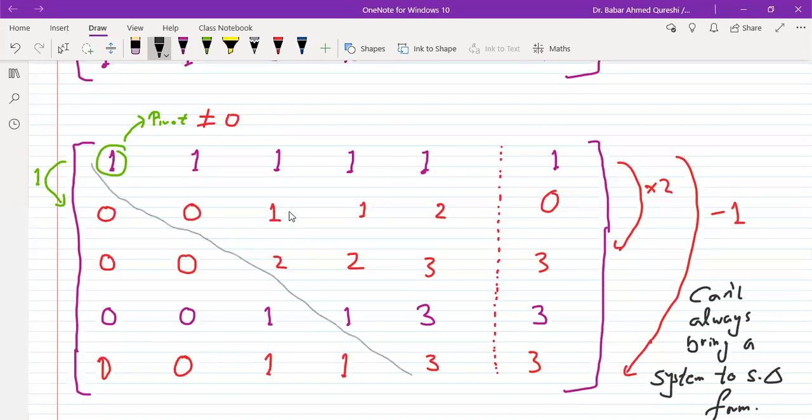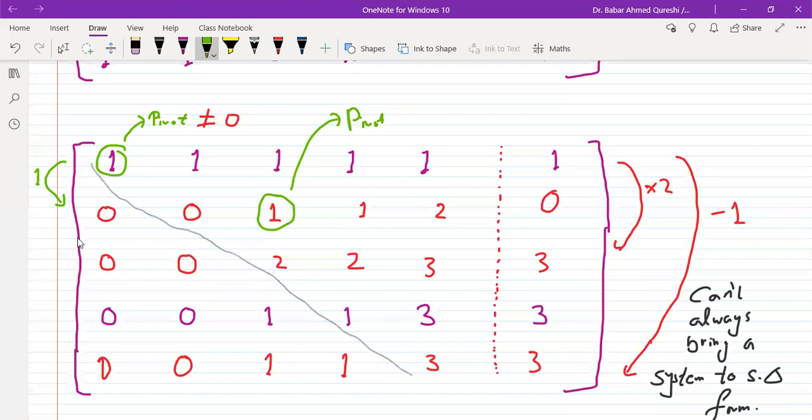So I pick this one as a pivot. I move to the next column and pick this as a pivot. And then try to make all the entries below this one zero.